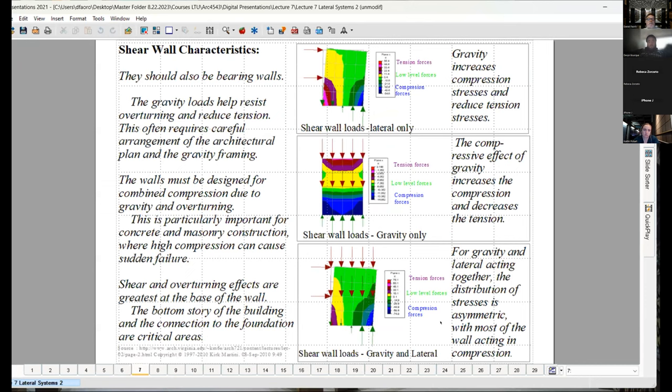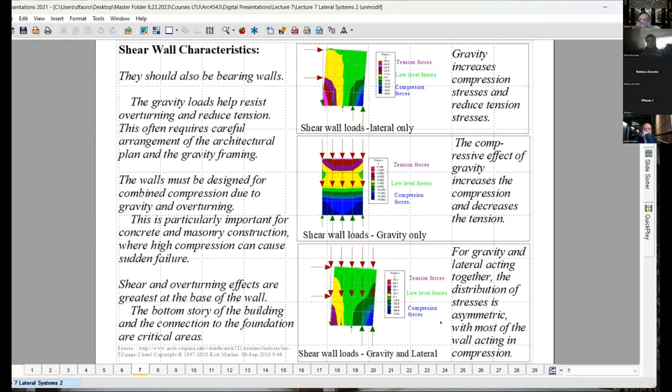Shear wall characteristics look something like this. In many cases, they're often bearing walls. Shear wall under lateral load only. This is another finite element analysis model of a shear wall, kind of like what I have, but there's gradations of tension and compression shown in this finite element model visualization.